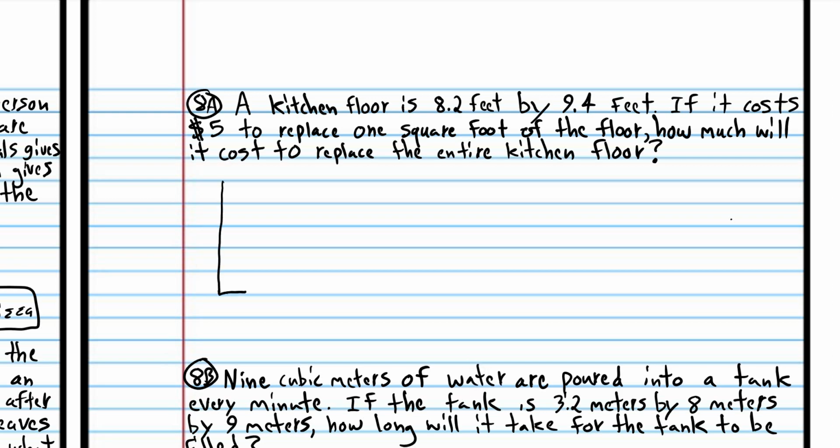Now, I know what you're thinking. You're thinking, well, how am I supposed to know that? Well, you know it because I just told you it. You know, sometimes these word problems just assume that you know certain things. So this is 8.2 here, and that will be 9.4. These dimensions are not going to be exact, so they don't have to be exact.